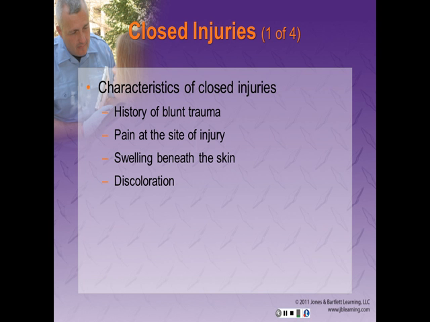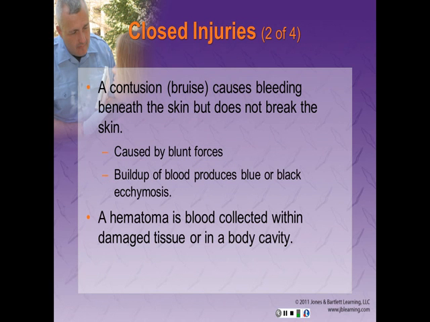Closed injuries. Closed soft tissue injuries are characterized by a history of blunt trauma, pain at the site of the injury, swelling beneath the skin, and discoloration. A contusion or bruise is an injury that causes bleeding beneath the skin but does not break the skin. Contusions result from blunt forces striking the body. The epidermis remains intact, but cells within the dermis are damaged and small blood vessels are usually torn. The buildup of blood produces a characteristic blue or black discoloration called ecchymosis.